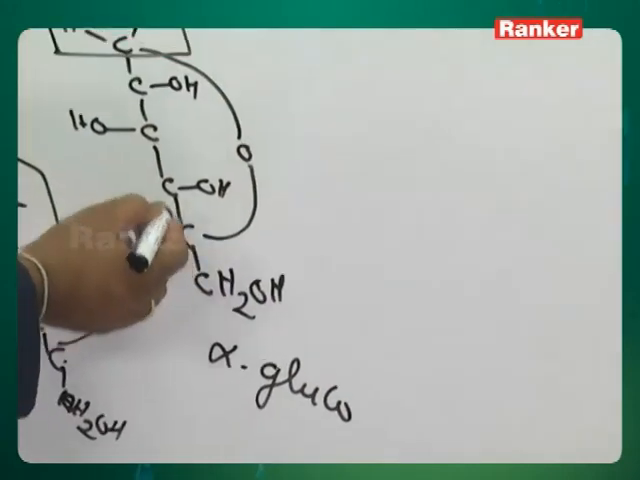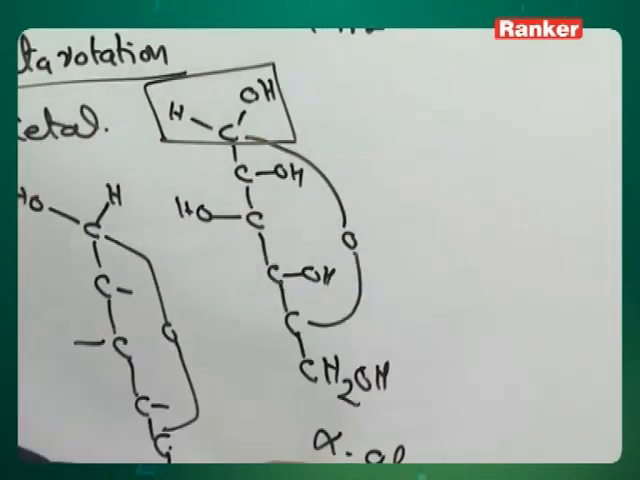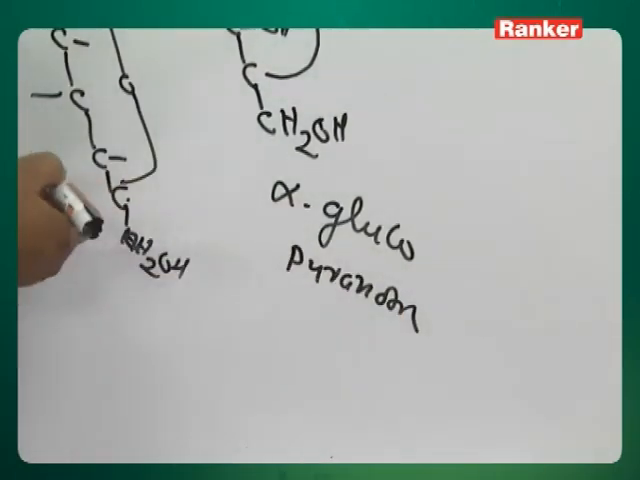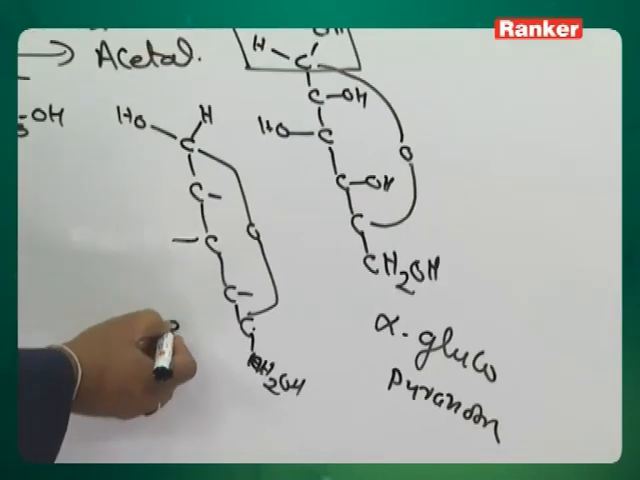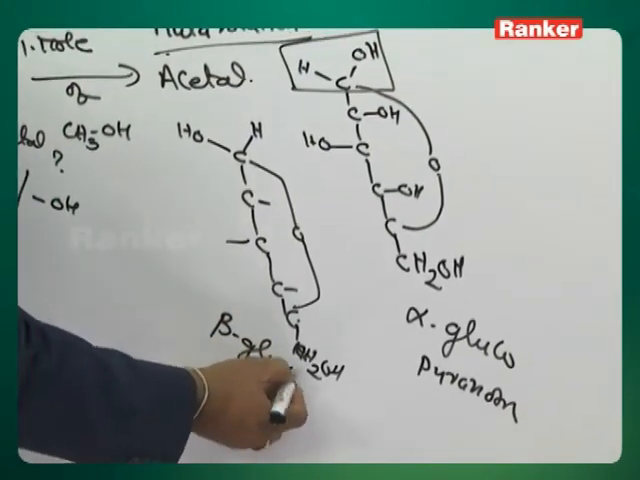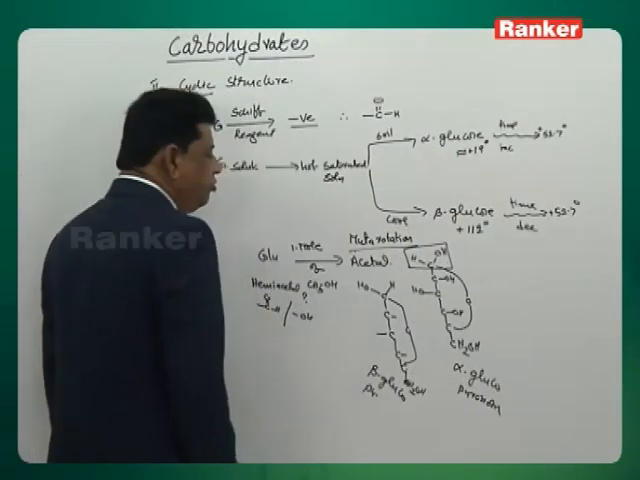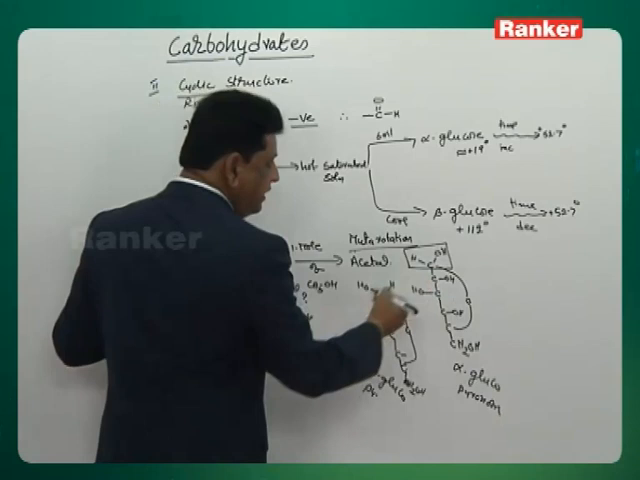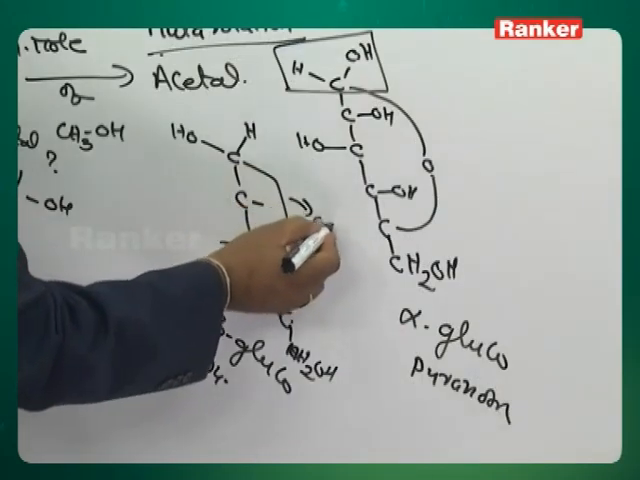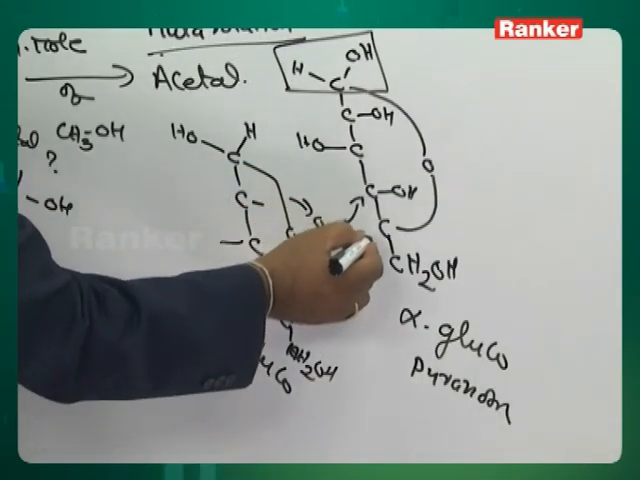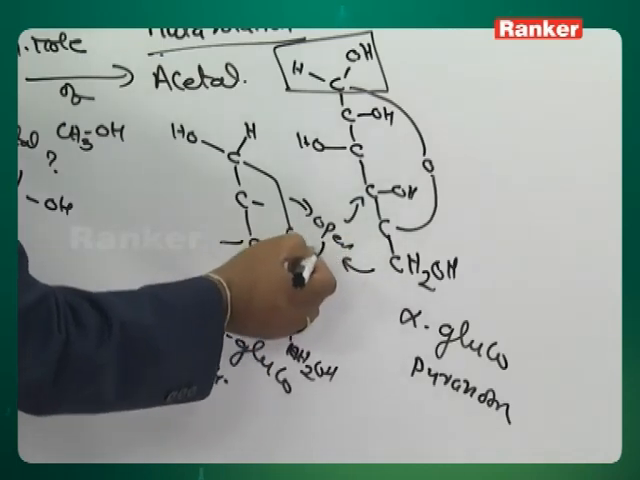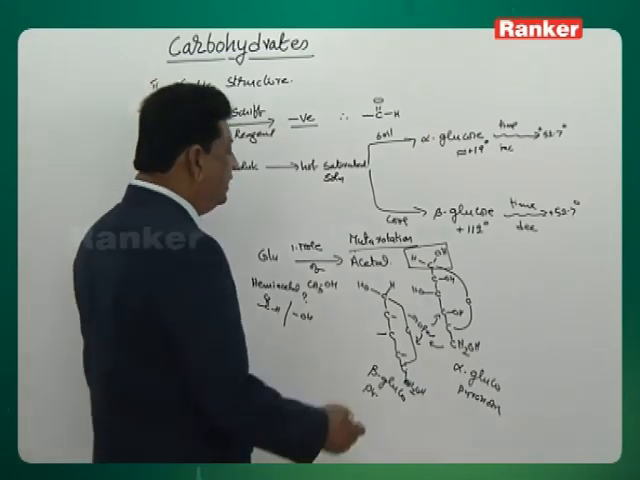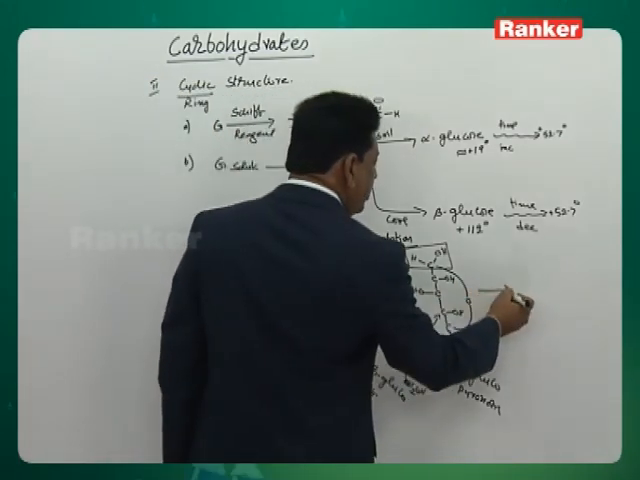The right side OH we designate as alpha glucose. This ring, with five carbons and one oxygen, is called a pyran ring, therefore it is called pyranoside. This left side one is called beta glucopyranoside. Both these glucoses exist in equilibrium through the open chain. They do not interconvert directly; alpha becomes open chain, open chain becomes beta, beta becomes open, open becomes alpha. So the open chain is in between these two structures.